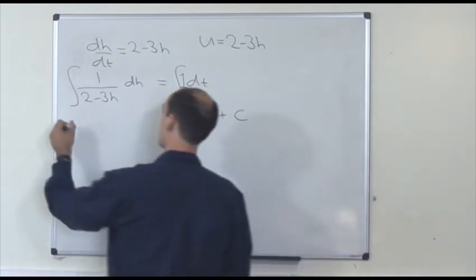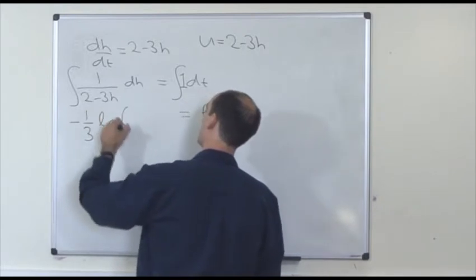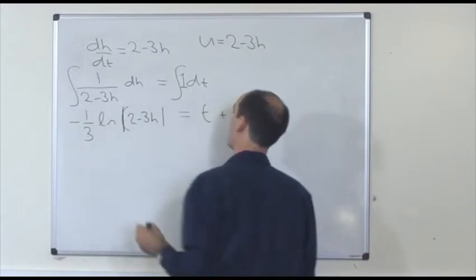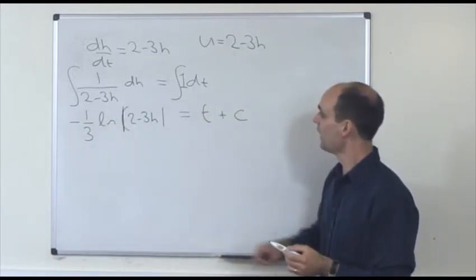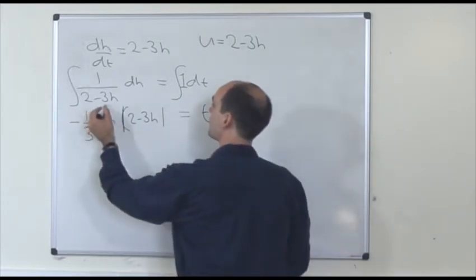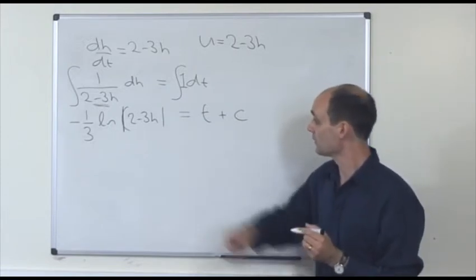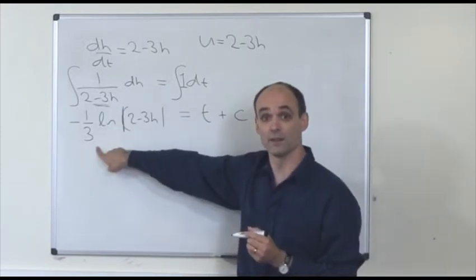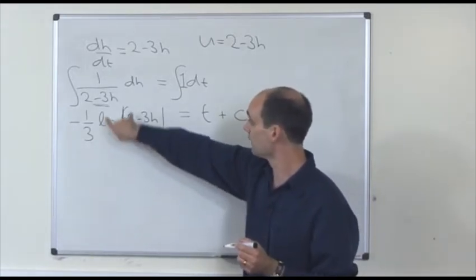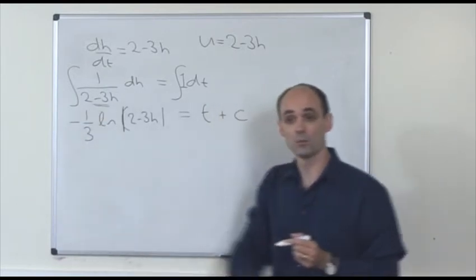In fact, the right answer here is minus a third times the logarithm of 2 minus 3h. And I really ought to put modulus signs there, to be technically correct. And this minus a third comes from the fact that you've got a minus 3 here multiplying the h inside the integral, so you need to divide through by minus 3 outside the logarithm. And you can easily check by differentiating this left-hand side. If you differentiate this left-hand side with respect to h, you get back what's inside the integral sign.